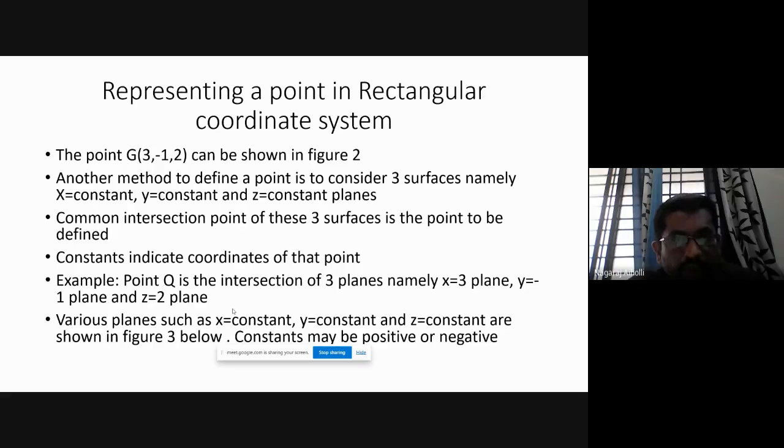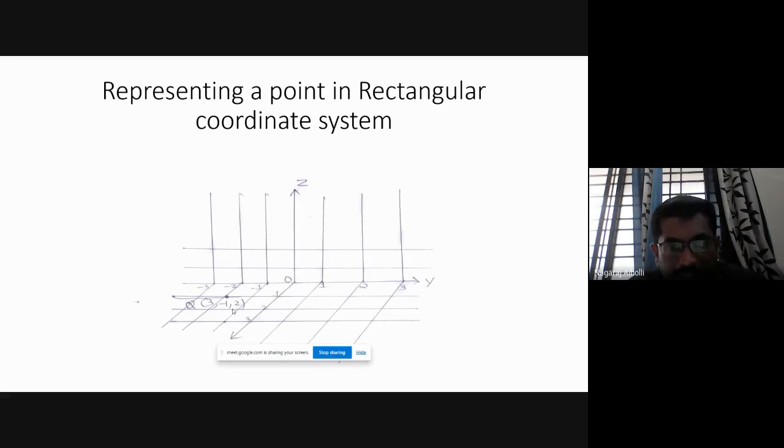The point Q of 3 comma minus 1 comma 2 is shown in the figure here. So this is our point Q, that is 3 comma minus 1 comma 2. How have I reached this point? Just try to visualize it. Now, x is how much? X is 3 units, so move positive by 3 units. Then minus 1 is y. The first coordinate is x, second is y, and third is z.